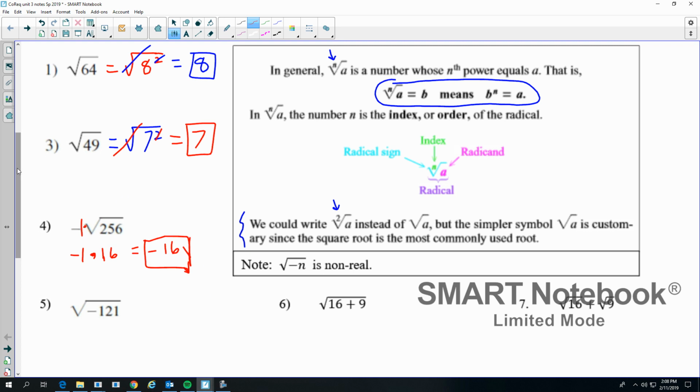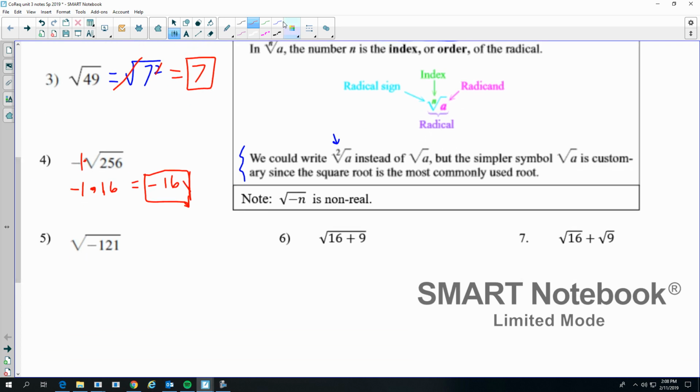So this next one, you've got the square root of a negative 121, and so it's inside the radical sign. So you might be thinking, oh, it must be negative 11. But actually it's not. If we come over here and look right here, I do have a note. If you square root a negative value, it is known as being non-real, okay?